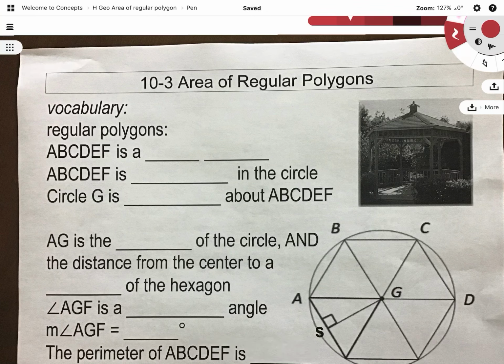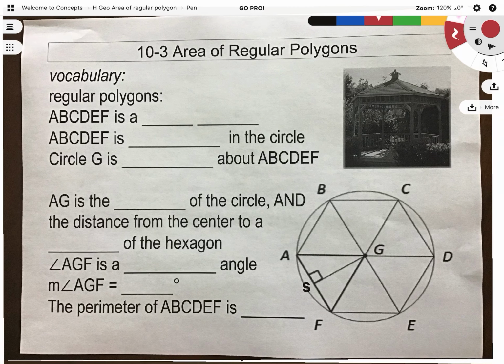Today, we're going to talk about area of regular polygons, and we're going to go over a little vocabulary first, and then we'll go into some examples. This should be a fairly short video. We'll see. Okay, so area of a regular polygon.